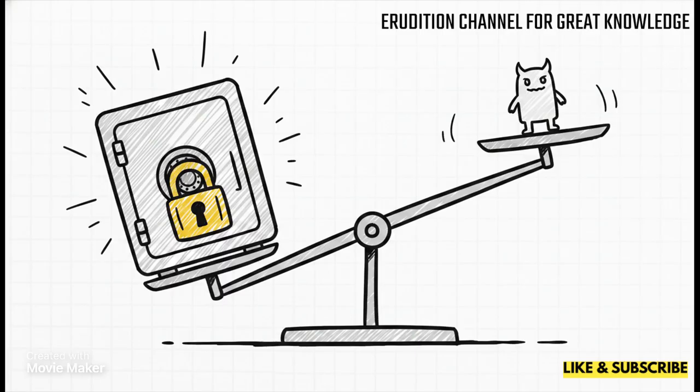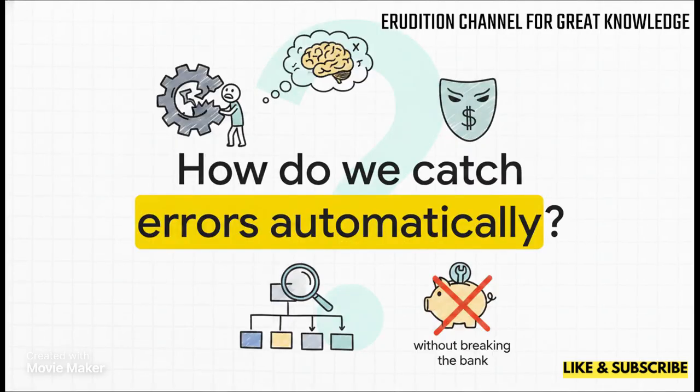It's just the classic, simple cost-benefit analysis. Okay, so we have all these limitations, right? People make errors, technology breaks down, and fraud happens. Let's take a quick cognitive reset right here and ask ourselves, how do we actually catch these errors automatically in our day-to-day operations without completely breaking the bank?